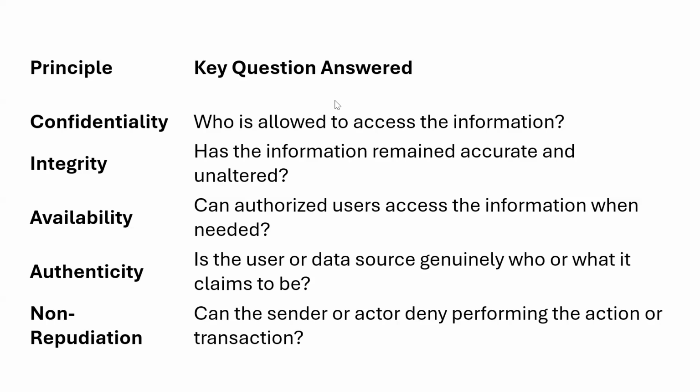If it's integrity, you need to find out whether the information you are being given is accurate and not unaltered. Availability would be asking critical questions as to who can have access to this information when it is needed. And if it's authenticity, how genuine can we claim that the information or the data that we are getting, the user, how genuine is the user or what it's claimed.